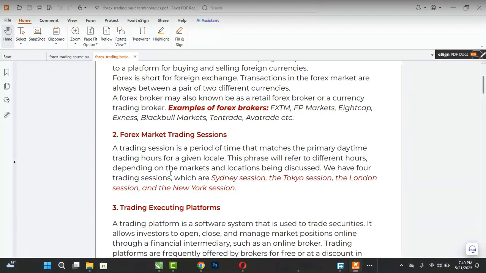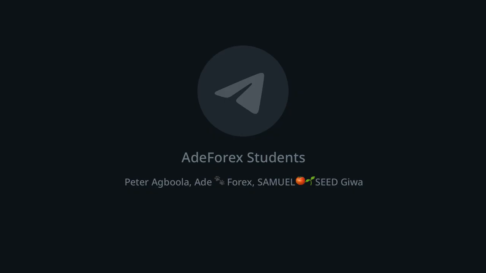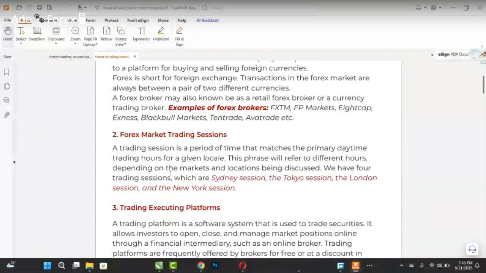Now we see that a trading session is a period of time that matches the primary daytime trading hours for a given locality. This phrase refers to different hours depending on the market and location being discussed. We have four trading sessions: Sydney, which has to do with Australia, the Tokyo session, the London session, and the New York session. These are the four sessions in the forex market, because you have different locations.